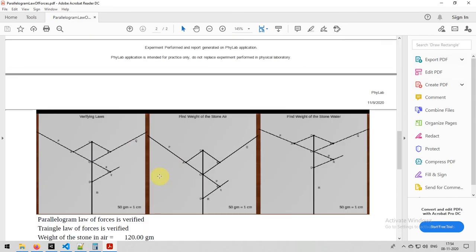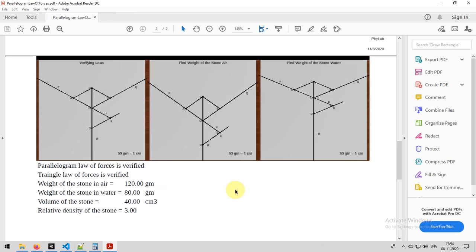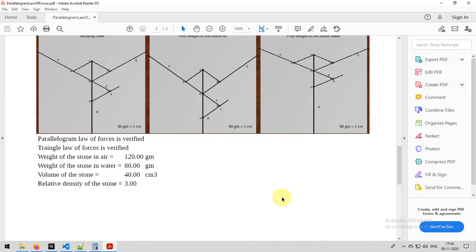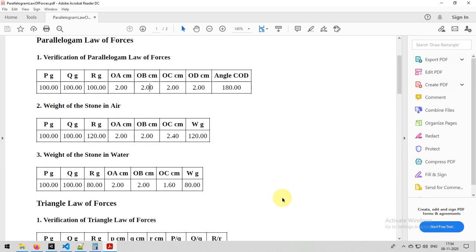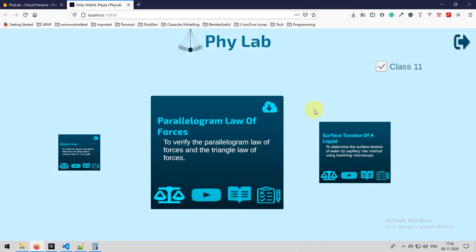Let's zoom in a bit here, and you see all your values have been recorded. And also you can see all your images which the simulator has generated for you, and your experiment images are given here. So this is the experiment.